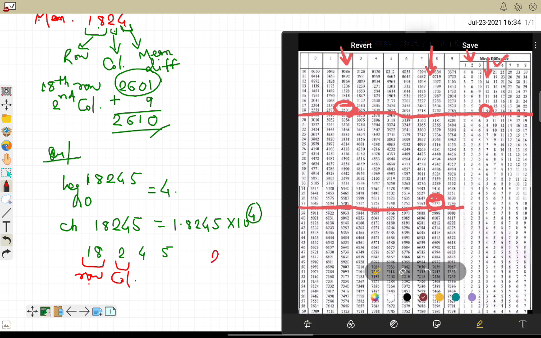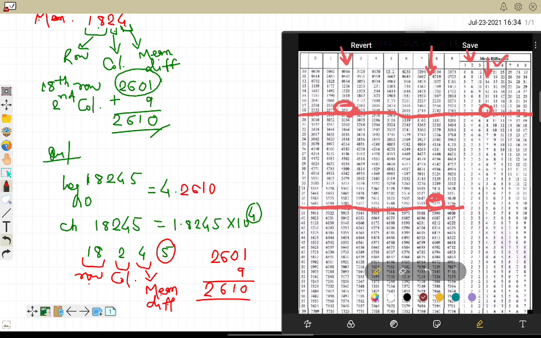So write first 2601. Again, 4 is applicable for the mean difference table. So we need to check the 18th row and the 4th mean difference column. What is the value in the 18th row and 4th mean difference? 9. Add these two values. 9 plus 1 is 10. Here we get 1, 6 and 2. So the net value is 2610. So you can write directly 2610. We can exclude this value. Our answer is unchanged, which means our answer remains the same.